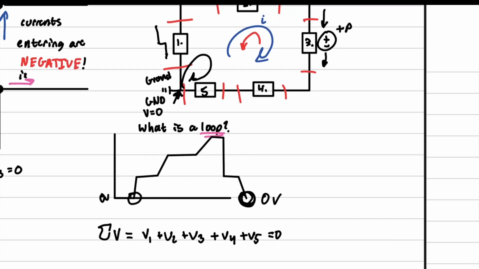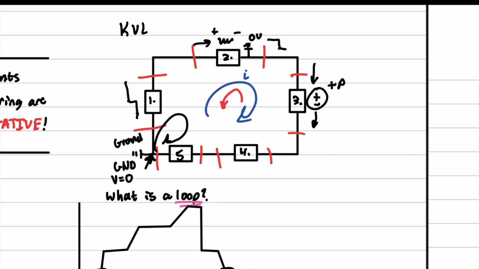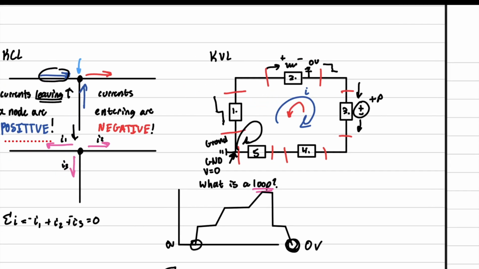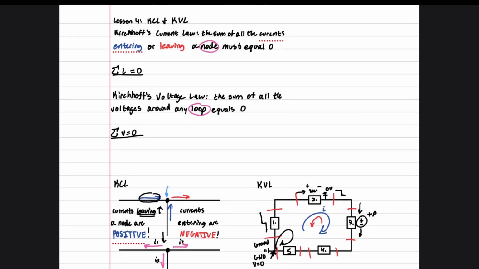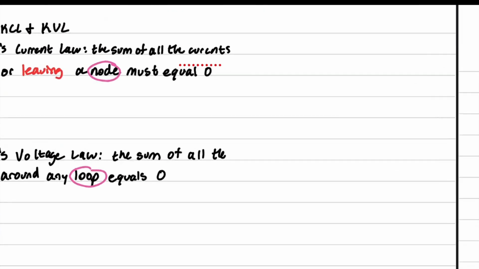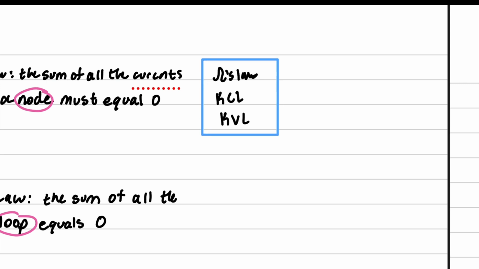We're going to see some examples of that in the next video. But yeah, that's KVL and KCL, two of the most powerful laws. So right now what we have in our arsenal is Ohm's law, KCL, and KVL. And these are going to dictate everything that we're going to be doing from now on. Literally everything. Okay, that's it.